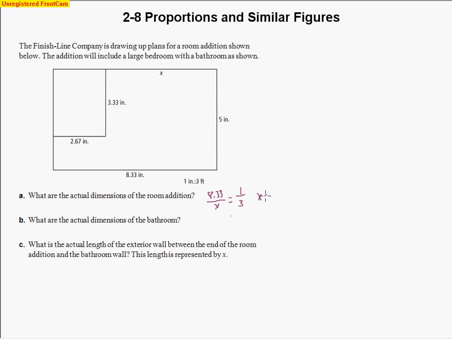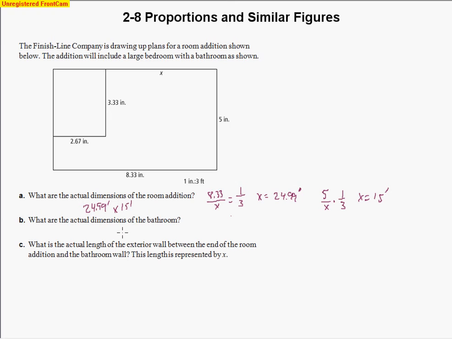So x equals 24.99 feet. And then I'll do the next one, and the next one's 5 inches is to x feet, times 1 over 3, and that one's a little bit easier. x is 15 feet. So we'd say the dimensions would be 24 99/100 feet by 15 feet.